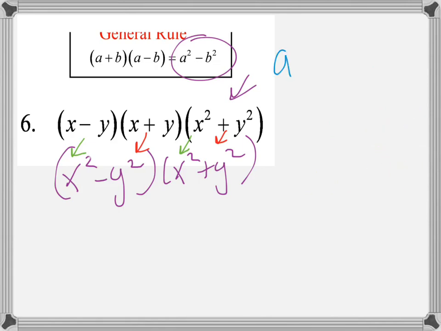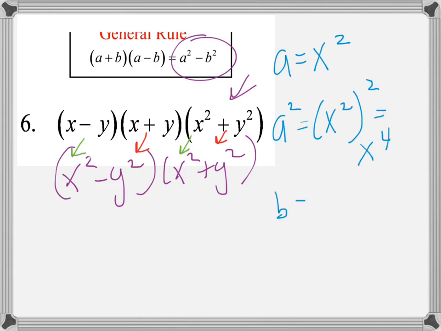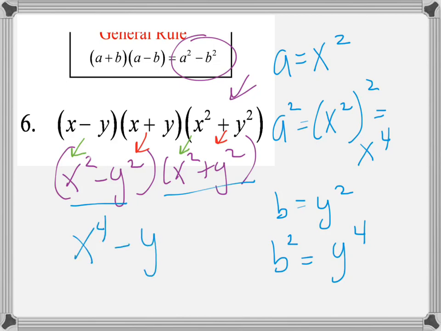So our a term is x squared, so a squared is going to be whatever a was squared, which is x to the fourth. Our b term is y squared, so similarly, our b squared term is going to be y to the fourth. So when I multiply these two binomials now, I'm going to have x to the fourth minus y to the fourth.